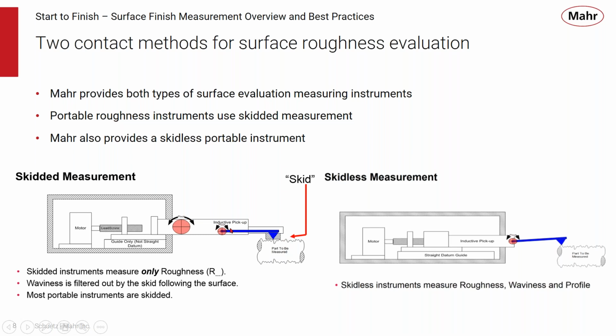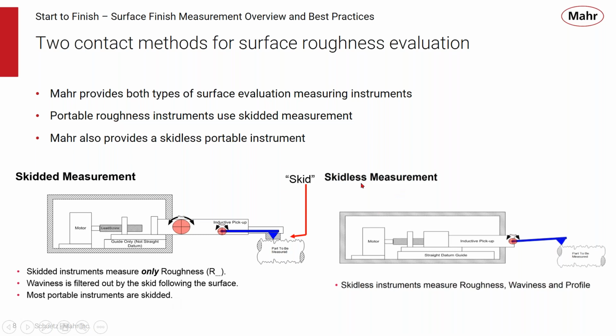As the skid is dragged over the part, the skid is going to follow the long-term surface conditions, the waviness or the profile, and just pick up the roughness parameters. So skidded instruments measure only roughness. Waviness is filtered out by the skid following the surface, and most, like I said, most portable instruments are of the skidded type.